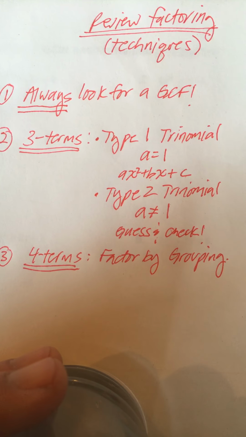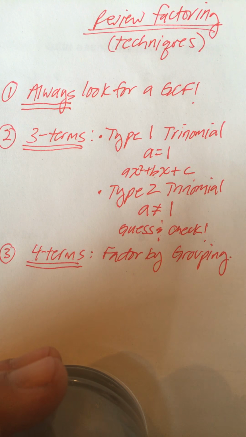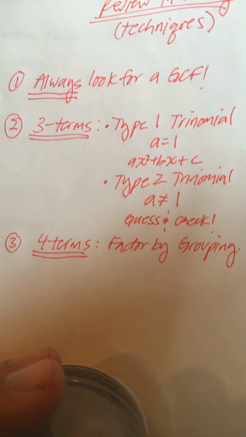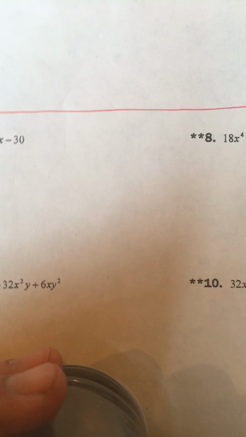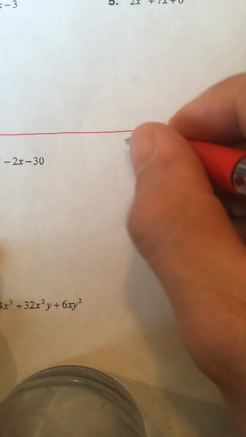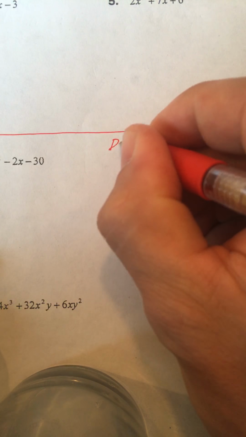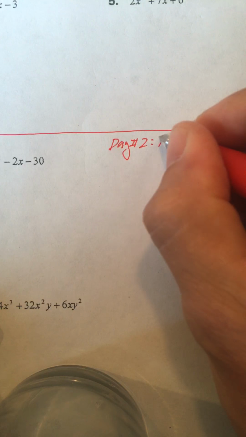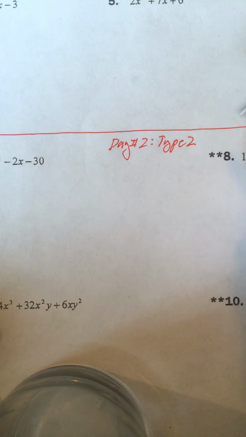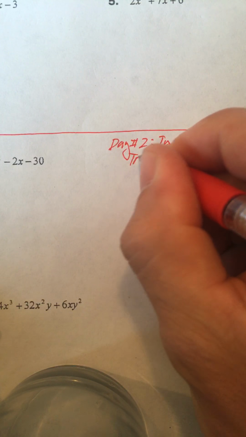Okay, so that's what it looks like. You might want to take a screenshot of that. That's pretty good, but that would be the plan. You also have to know the techniques that we mentioned. Okay, so here we're getting back to day 2. Okay, this is day 2. Type 2 trinomials.